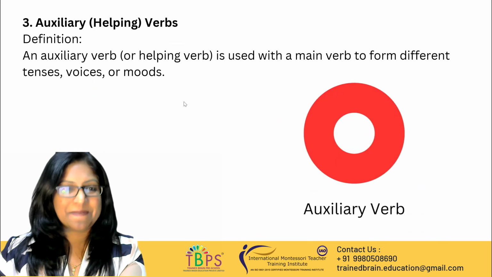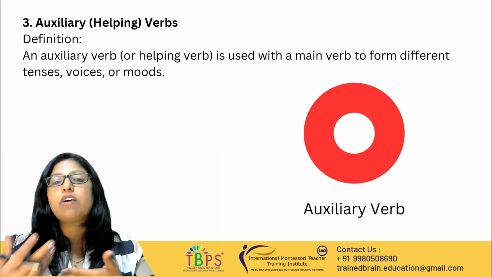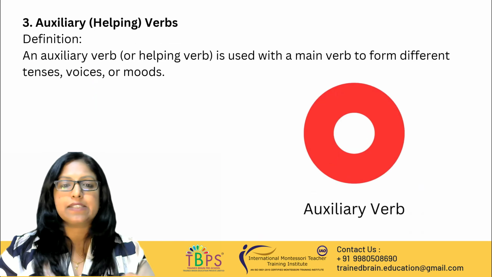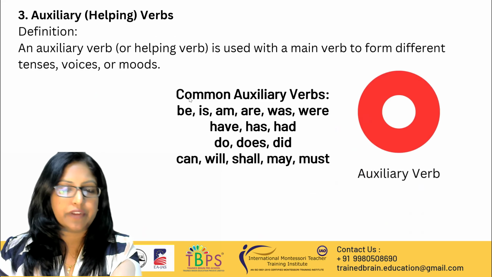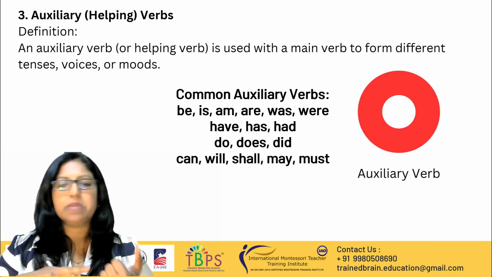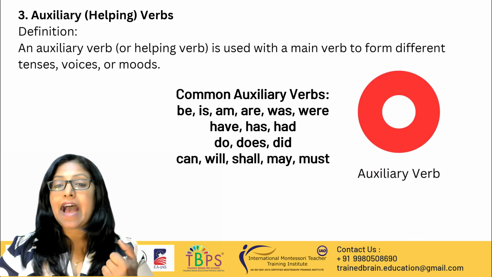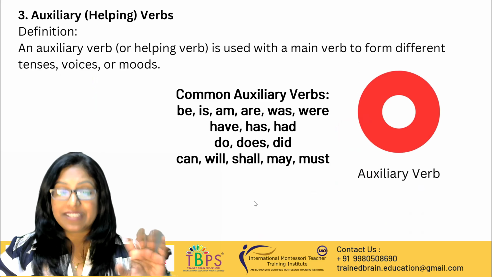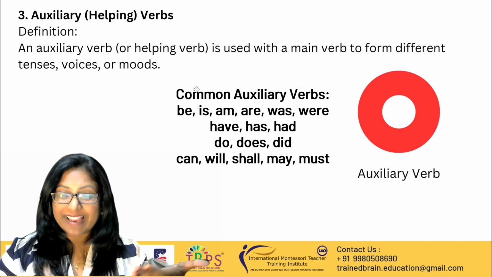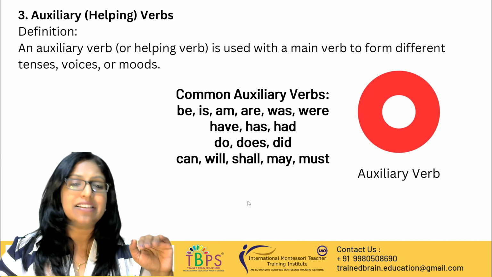Now the third type is the auxiliary verb. The auxiliary verb, we can also call it a helping verb, right? It is used with the main verb to form different tenses, voices, or even moods. What are the common auxiliary verbs that we generally use in our sentences? It could be be, is, am, are, was, were, have, has, had, do, does, did, right? And some more like can, will, shall, may, must. These are all the auxiliary verbs that we can use in our sentences.